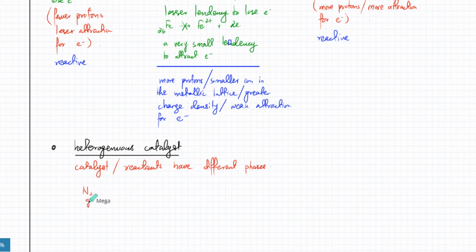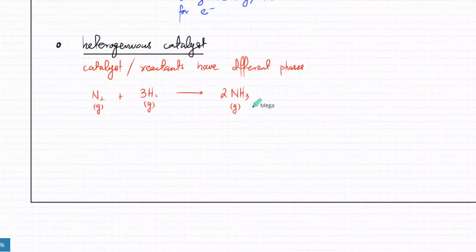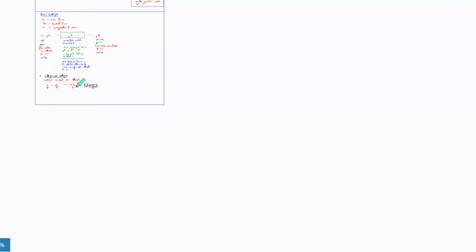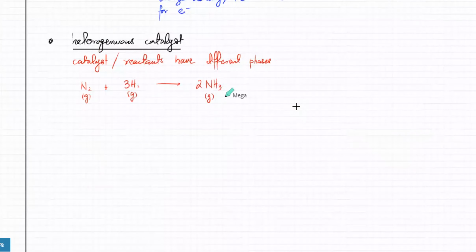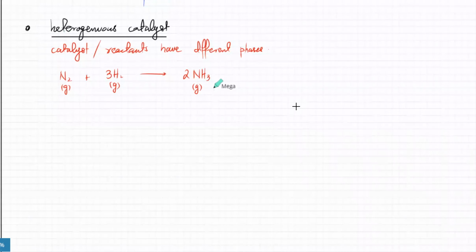You've got nitrogen, which is a gas. You've got hydrogen, which is also a gas, and together they're turning into ammonia, 2 molecules of ammonia, and that is also a gas. So all of them are gases, while iron as a catalyst is a solid.